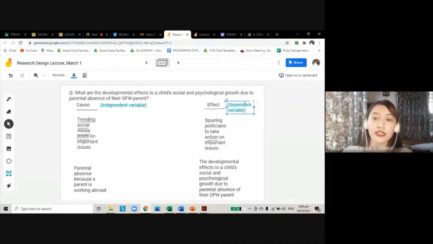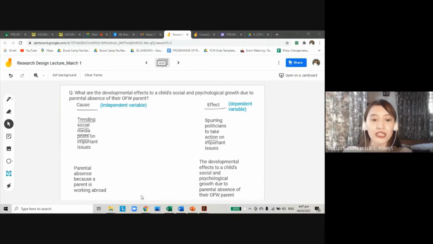All right. So that's basically the scheme class. So anything nasulat ani nga column kay independent variable na siya, anything nasulat ani nga column kay ang dependent variable. So now in this study, parental absence because a parent is working abroad, and then ang effect dinhi kay ang effect sa child social and psychological growth due to parental absence. So kani ang atong gina-try ma-effect, no, or what we're trying to determine.